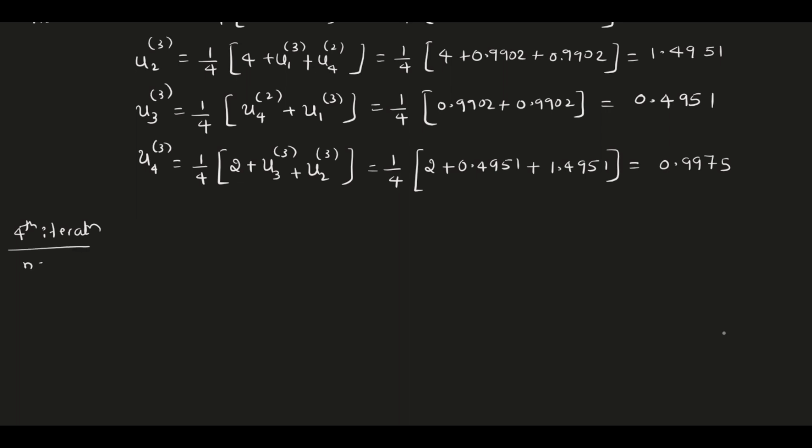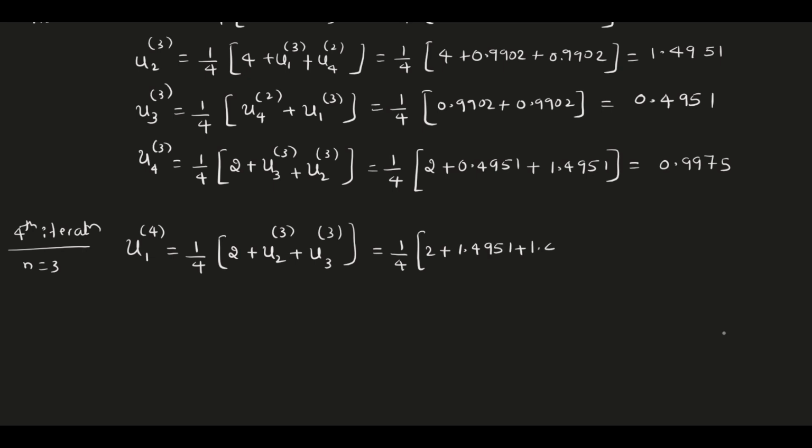In the fourth iteration we have to put n as 3. So when you put n as 3, it is u1 of 4, 1 by 4 of 2 plus u2 of 3 plus u3 of 3. So it is 1 by 4 of 2 plus u2 of 3, which is 1.4951, plus 1.4951, the same value. So you are going to get 0.9975.